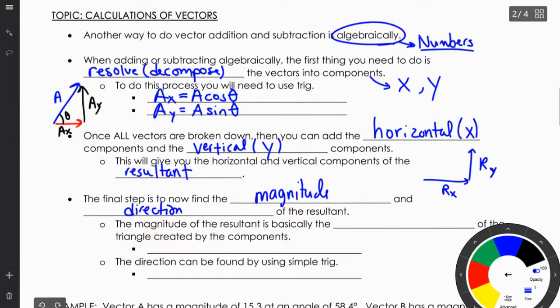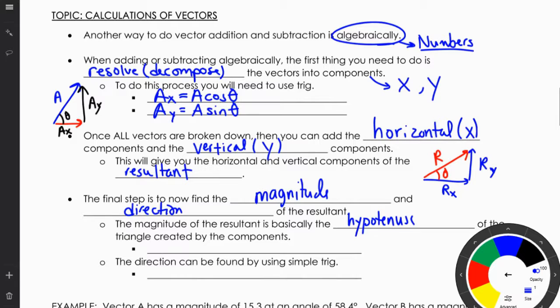So the magnitude of the resultant is basically the hypotenuse of that right triangle I just drew. So it's this piece of the triangle. So this is now R. So you're trying to find what I just wrote in red here, the magnitude and the direction of the resultant. So the magnitude is just simply the hypotenuse of the triangle.